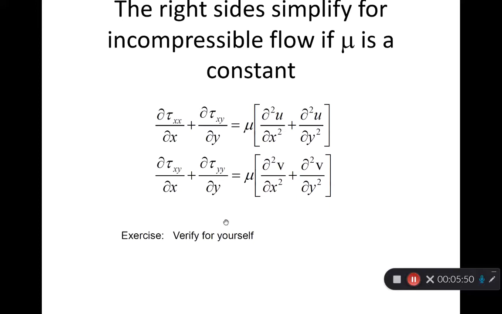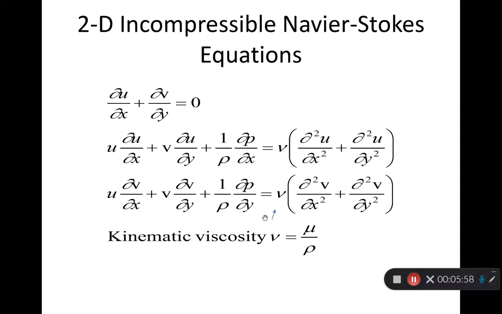You need to verify this for yourself so that you can do some minor manipulations of analytical equations in the exam. So as a result of it, our 2D incompressible Navier-Stokes equations look like this: conservation of mass, conservation of U momentum, and conservation of V momentum.